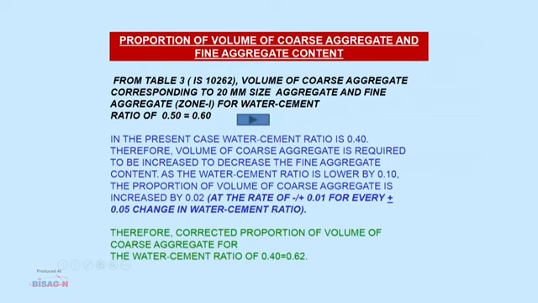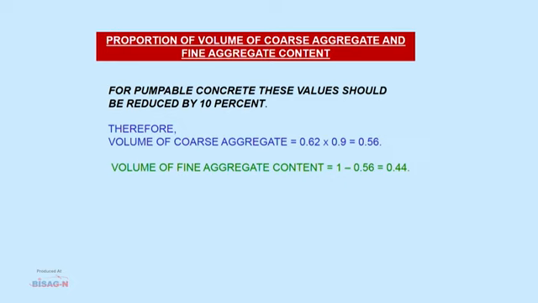The proportion of volume of coarse aggregate is increased at the rate of 0.01 for every change of 0.05 in water cement ratio. Therefore, the corrected proportion of volume of coarse aggregate for water cement ratio 0.4 is 0.62. We have already assumed the concrete is to be pumped. Therefore, the volume of coarse aggregate can be reduced further by experience by 10%. The corrected volume of coarse aggregate in the trial can be taken as 0.56. So, volume of fine aggregate is 0.44.